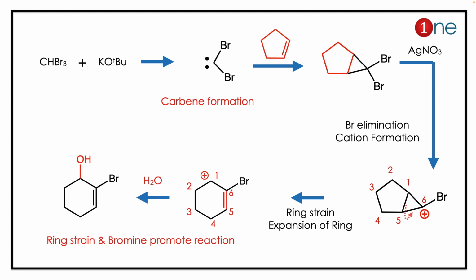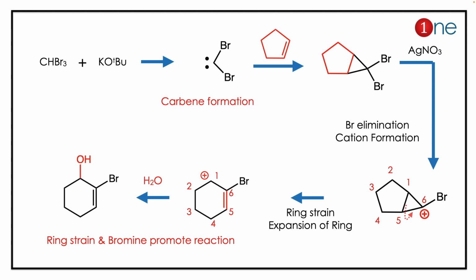Here the starting material is bromoform and you are using a base. Basically it's a carbene formation. It's an important combination you should memorize. Then the carbene attacks the alkene. Basically the alkene forms a cyclopropane ring with two bromines. So it's a strained system.